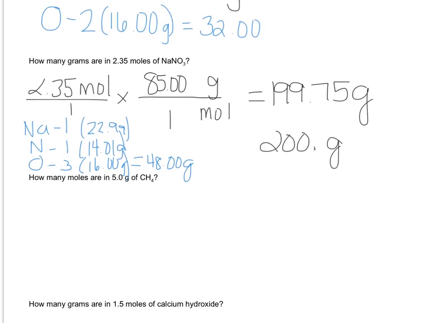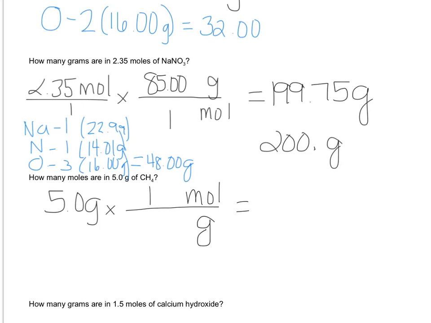Alright, moving right along. Now we're solving for how many moles are in 5 grams of CH4. So we're starting with what we're given. We're going to set up our conversion factor. We want to cancel out grams, so they have to go on opposite sides of the fraction from each other. We want to end up with moles, so that goes in the numerator. And we're always talking 1 mole.